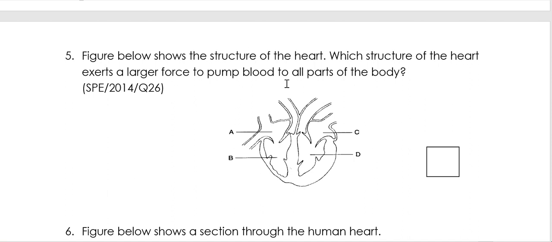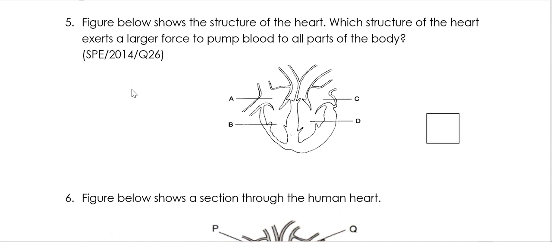The figure below shows the structure of the heart. Which structure of the heart exerts a larger force? You can see here that the walls are much thicker than those walls here. That means that when it contracts, it has higher pressure here. And the answer, so which structure exerts a larger force? It should be D.